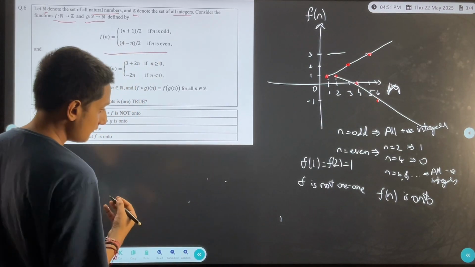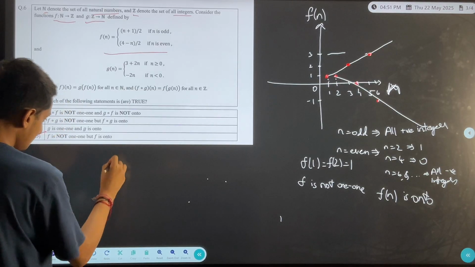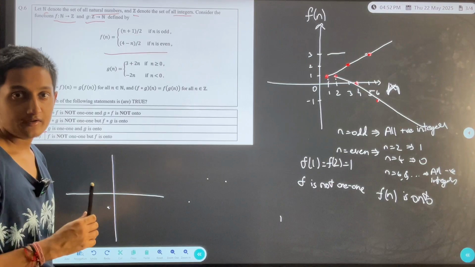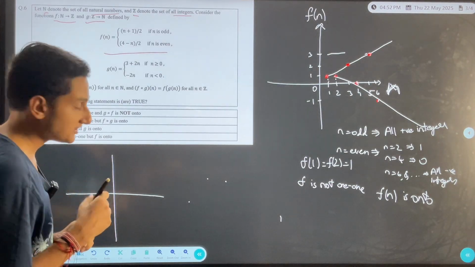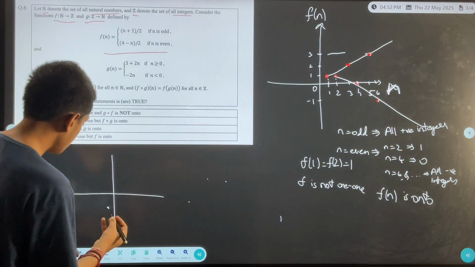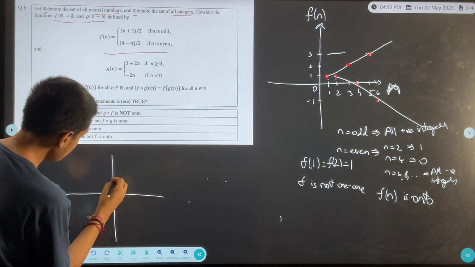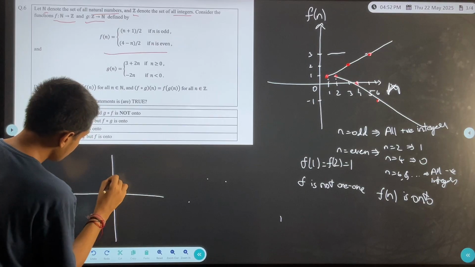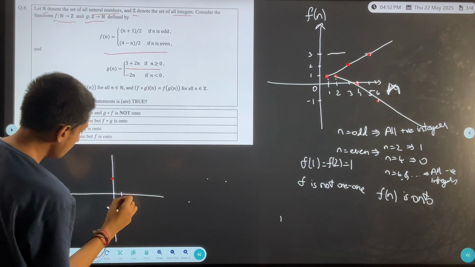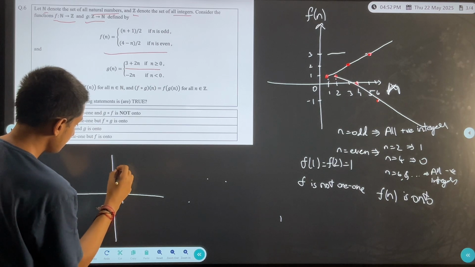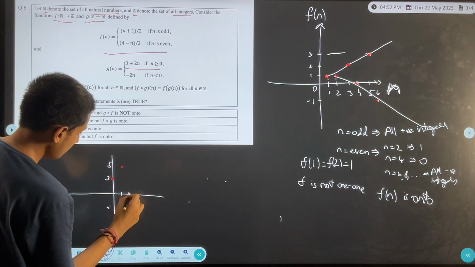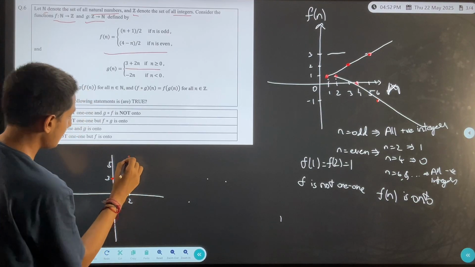Alright. Next let's look at g of n. So the input for g of n is all the integers and the output is natural numbers. So let's look at the case where n is greater than or equal to 0. So at n equal to 0, the value here will be 3. Alright. Next, at n equal to 1, the value will be 5. Then at n equal to 2, the value will be 7.